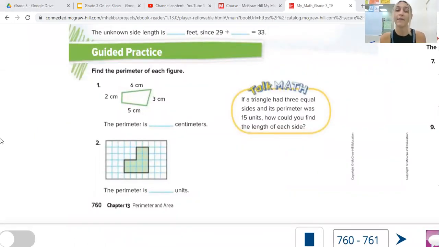Find the perimeter of each figure. So you have all the side lengths. You need to add them all together and just write the number here. They've already written your label. Centimeters here, units here. This one they tell you the side lengths, this one they do not.